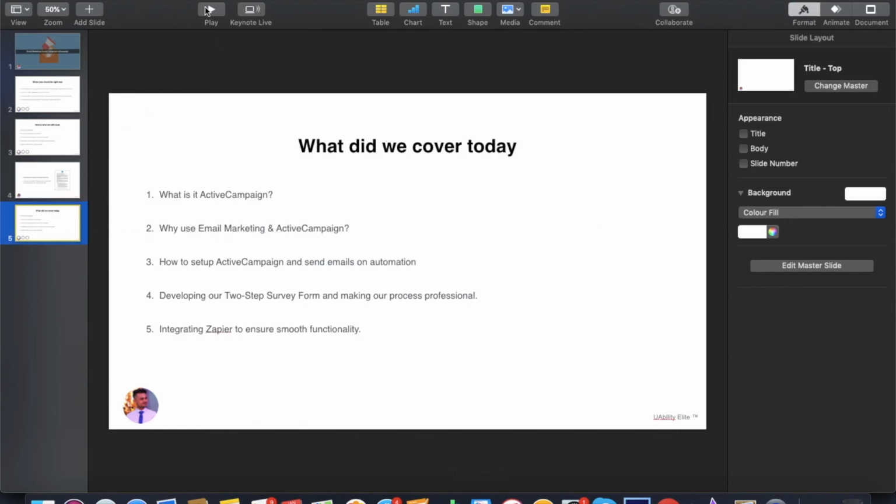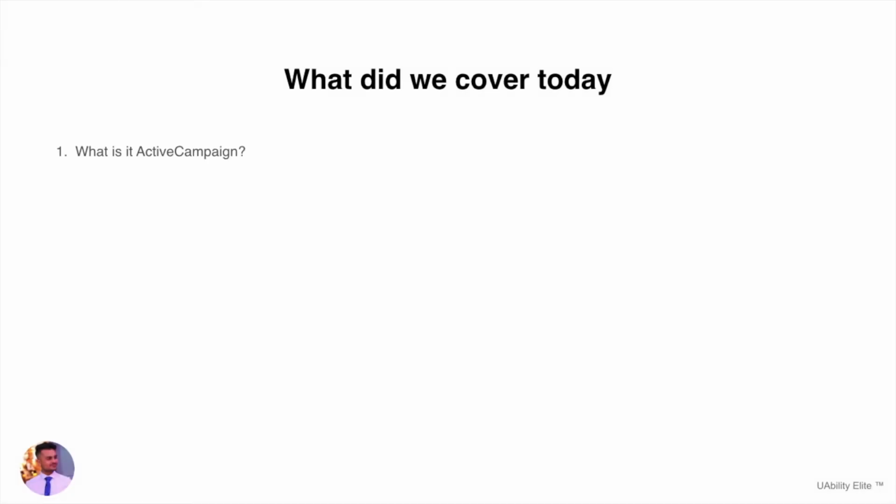Now, that being said, what did we cover today? Number one, you learned about what exactly is ActiveCampaign and how you integrate that so that you start receiving emails on automation. By the way, it's also recommended that you go back to your Gmail or whatever test email that you use and make sure that you're receiving continuous emails from ActiveCampaign as well, and the whole system is actually working.